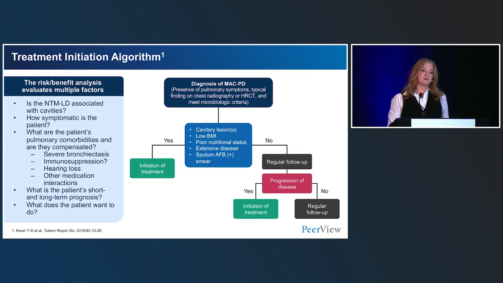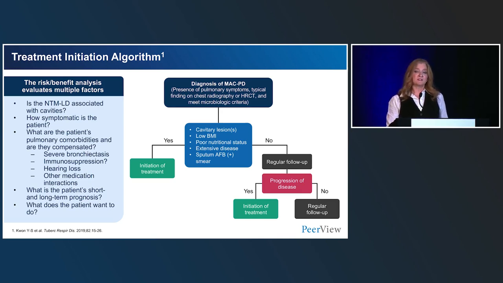In terms of thinking about who we're going to treat, once again, is there associated cavitary disease? Well, that's definitely going to push you into that treatment category. How symptomatic is the patient? And this is something that should be assessed at every single visit. What are the patient's pulmonary comorbidities, and how stable are these comorbidities? Severe bronchiectasis is certainly one of them, and are they on a good airway clearance regimen for management of their bronchiectasis? And I can't emphasize that enough, because patients with bronchiectasis can have chronic cough, and that can really confuse the issue because they're more likely to have NTM isolated from their airways.